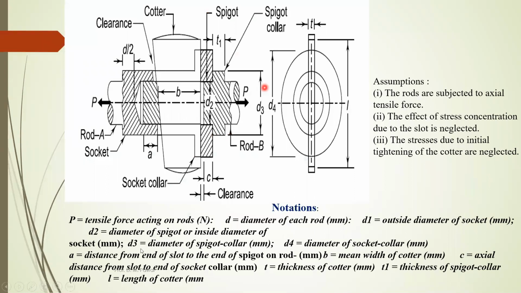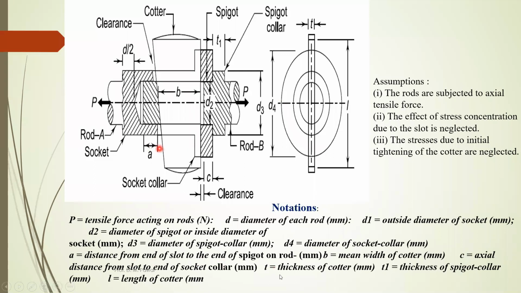P is the tensile force acting on the rod, which two rods are to be connected with the help of the cotter joint. Then d is the diameter of each rod that is to be connected with the help of the cotter joint. D1 is the outside diameter of the socket, D2 is the diameter of the spigot, then D3 is the diameter of the spigot collar. Here all the dimensions are there. D4 is the diameter of the socket collar. Here is the D4.